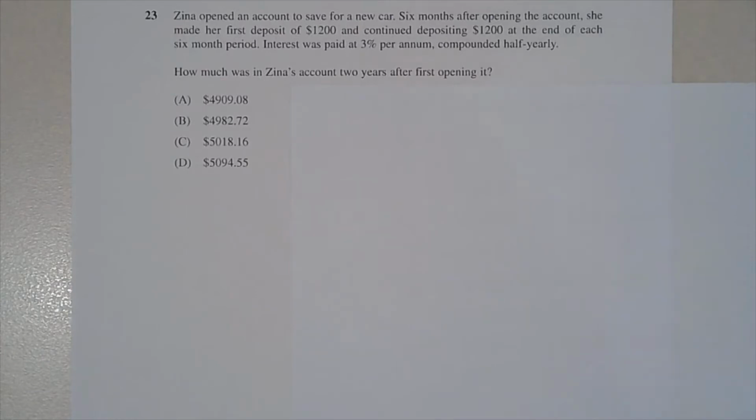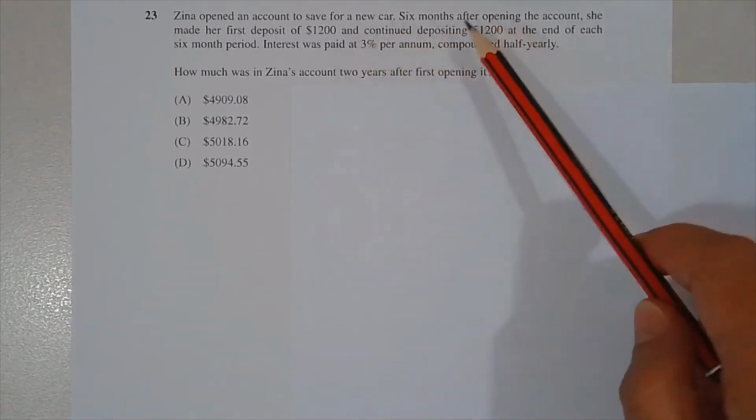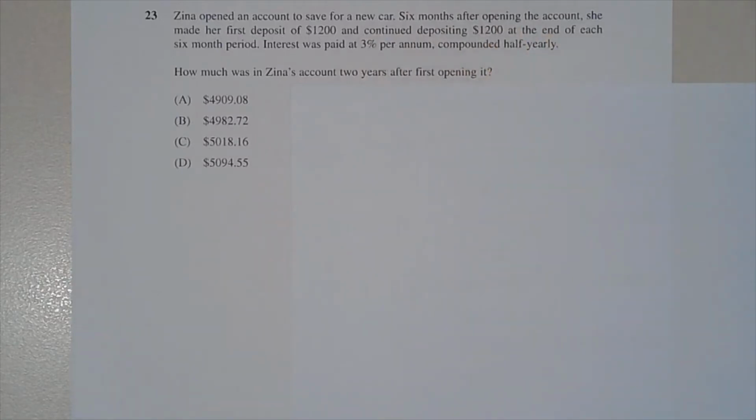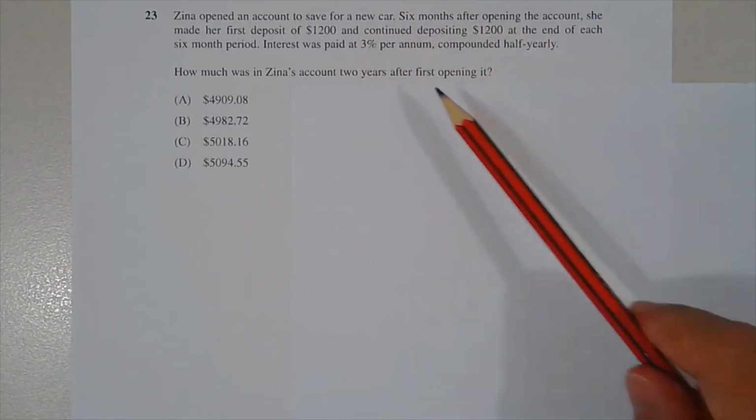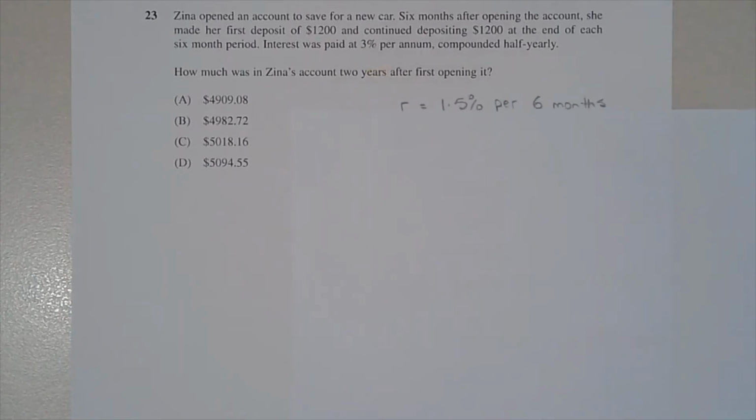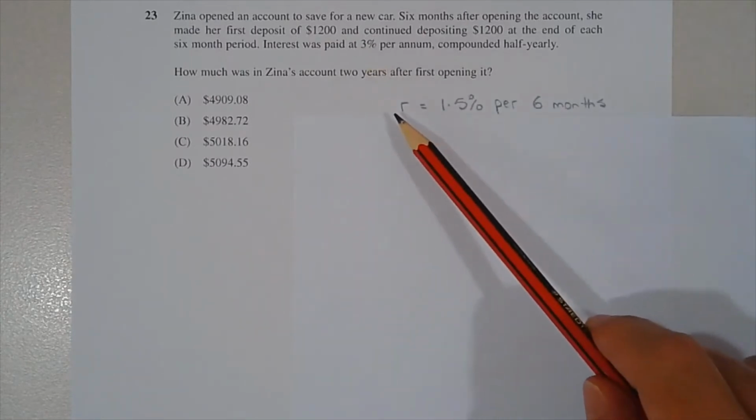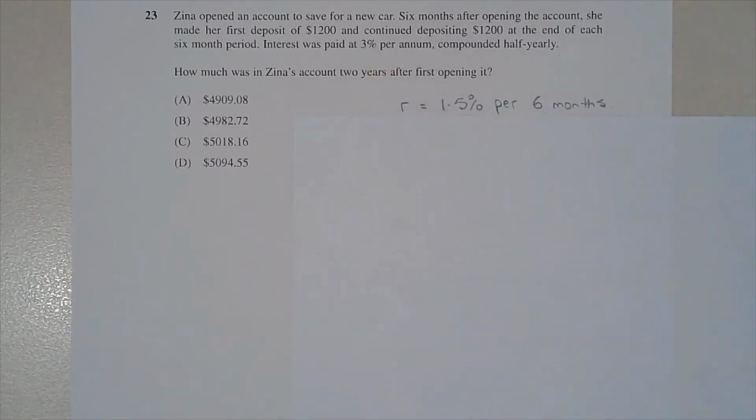Now the first thing we need is the interest rate per period. So it's quoted at 3% per annum, but it's compounded twice a year, so every half year. So we need to divide 3% by 2, and that gives us R is 1.5% per 6 months. Now we can answer this question as a recurrence relation. So let's start off with A0, which is the amount that Zena has in her account right at the very beginning. So she has nothing in that account.